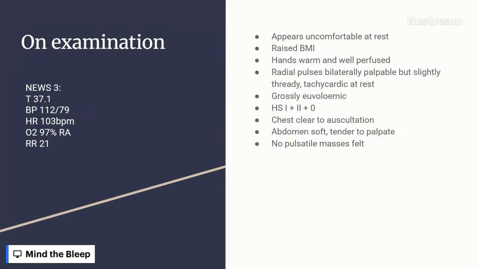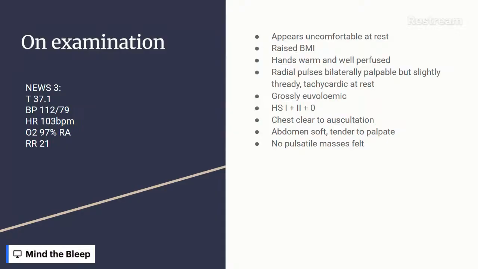So you do some quick observations. You find him to be using 3. Temperature of 37.1, blood pressure maintaining around 112/79. His heart rate is high. He's tachycardic with a heart rate of 103, and he is saturating 97% on room air, but a respiratory rate of 21. Generally, at the end of the bed, though, he's uncomfortable, and you can see that he's got a raised BMI, so he's overweight.